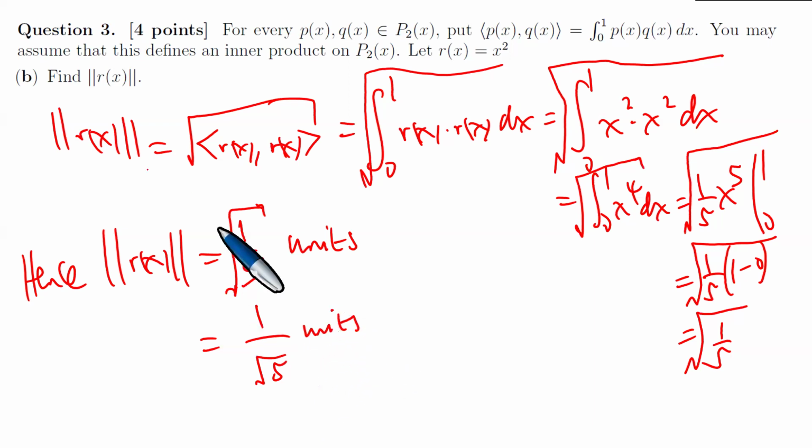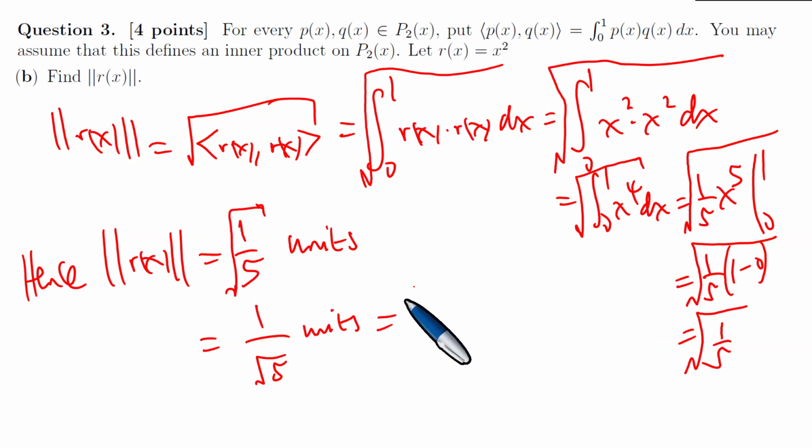Okay, just take note of that. Obviously, this is a square root, and the inner product is at the bottom of everything. So you have the big square root there, and therefore this is the answer. It's actually 1 over square root of 5 units.